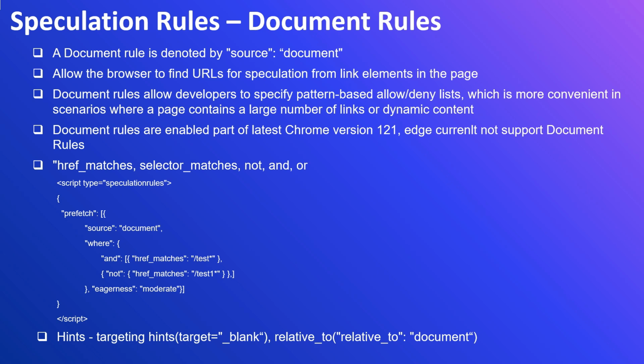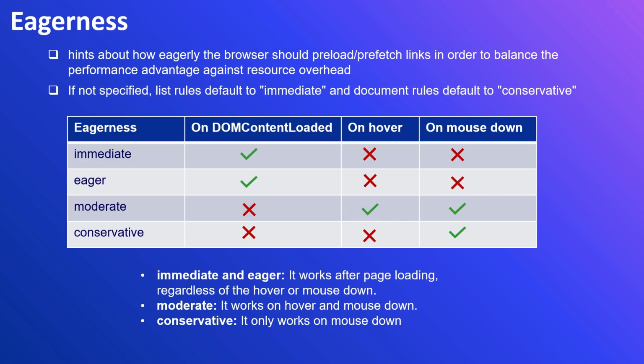You can also specify the targeting and relative to hints to the document rules. Let us now see eagerness hints. The developers can specify the eagerness hints for the rules. These are hints about how eagerly to preload or prefetch the links to balance performance and resource overhead. If the eagerness hint is not specified for the rules, list rules default to immediate and the document rules default to conservative.